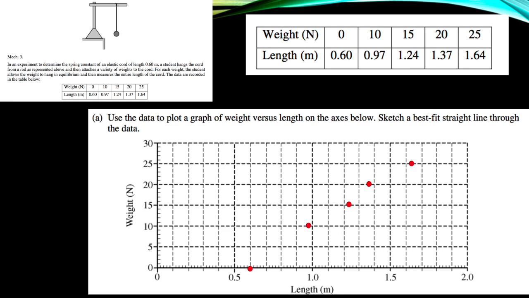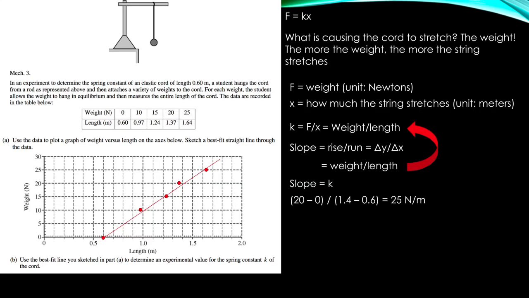It also asks us to sketch a best fit straight line. That doesn't really mean to plot a line through every single point, like connect the dots. It's more find a line that follows the general trend of the data. So something like that should do. We just want something that shows that as weight is increasing, the length is also increasing, the string is stretching more because there's something heavier on it. So that's what this line is supposed to show, just a general trend.